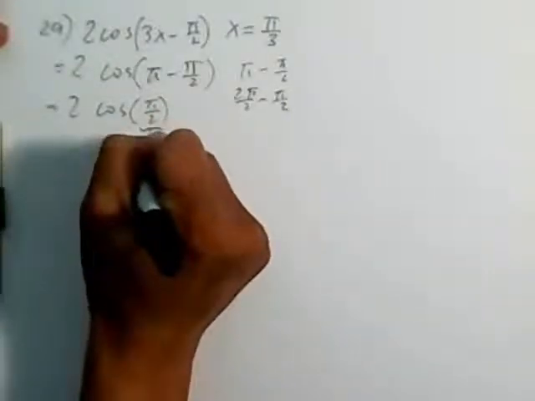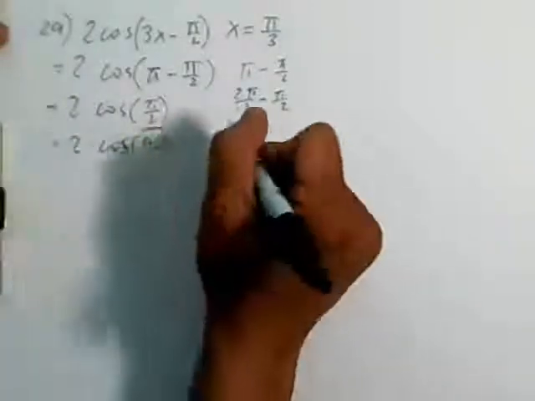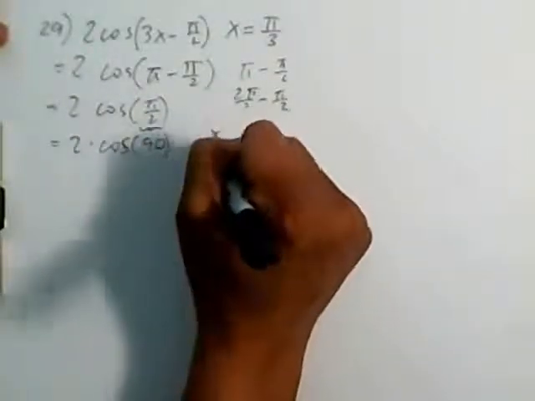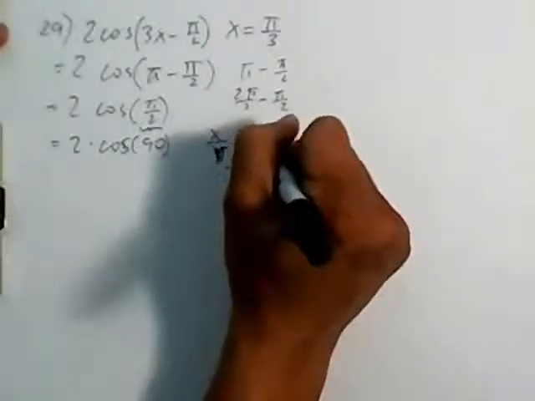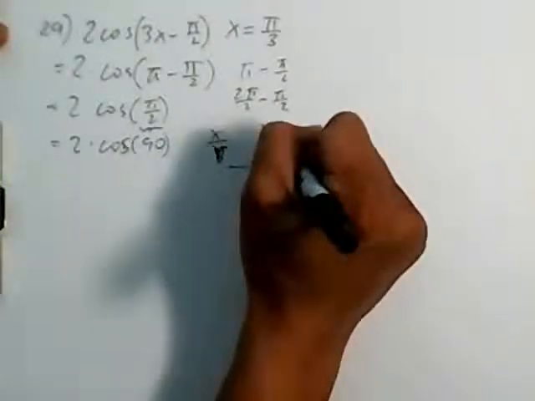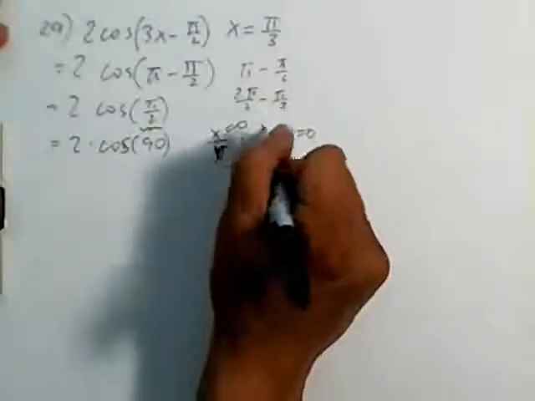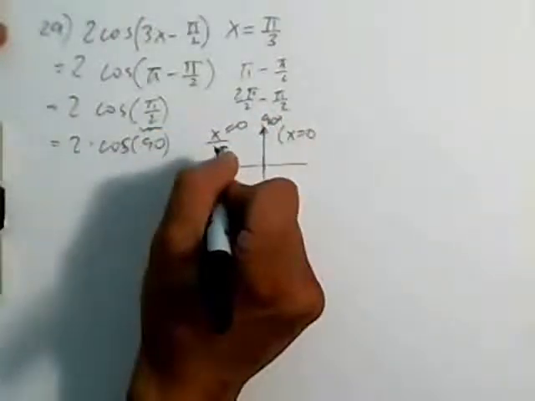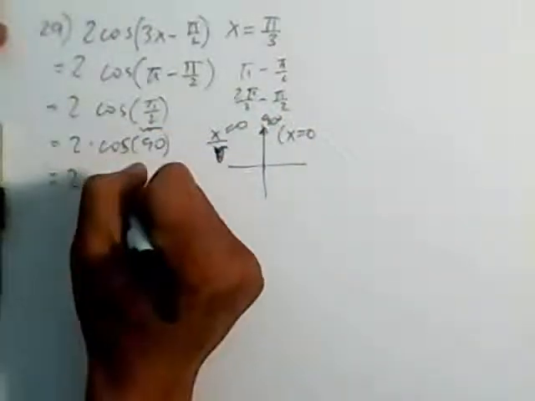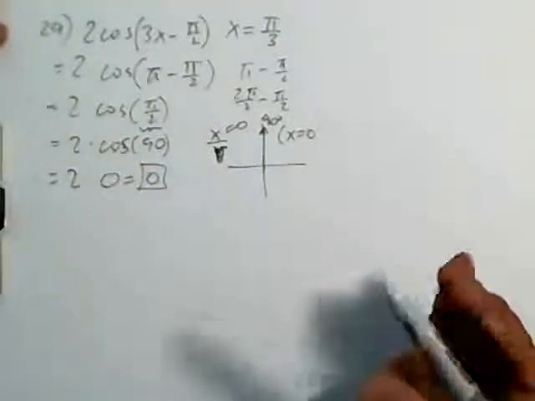So we take the cosine of 90 times 2. What's the cosine of 90? It's the x direction or the y direction. I'm sorry, the radius direction. Here it is, that's the 90 degree mark. X is equal to 0 at 90 degrees right here. So 0 over anything is going to be 0. So it's going to be 2 times 0, which is 0. That's for number 29.